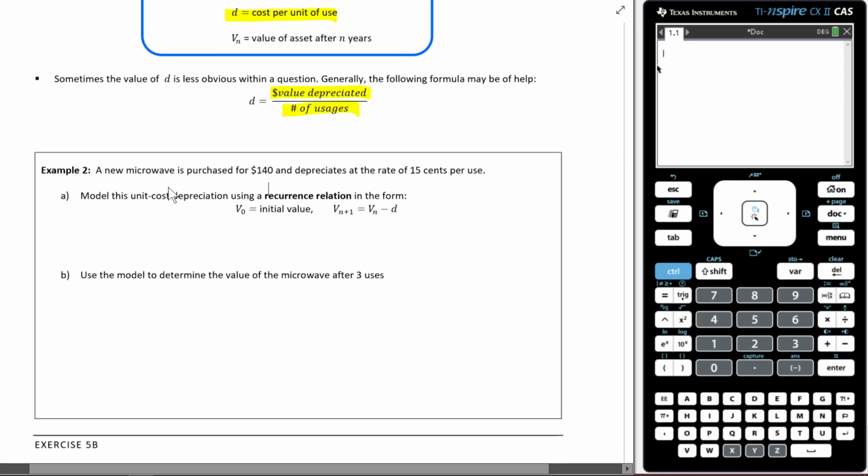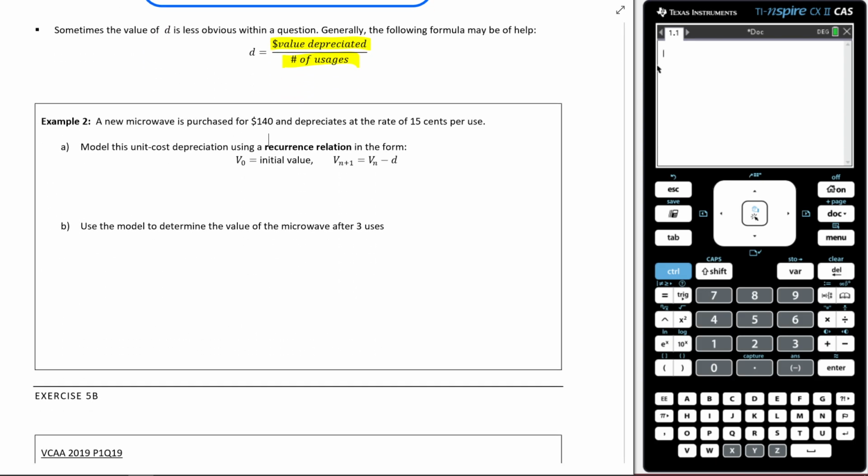Let's now jump into our first example here, example 2. It says a new microwave is purchased for $140 and depreciates at a rate of 15 cents per use. So every time you use it, you lose 15 cents of the value of the original cost. So now, if I want to write down a rule that represents this, or a recursion relation that represents this, I'm going to say, all right, V of 0 is $140, comma, V of n plus 1 is going to be V of n minus 15 cents. So it'll be 0.15. So that's what it would look like.